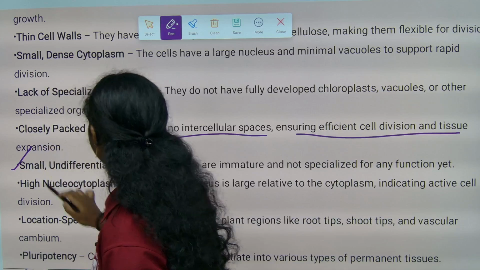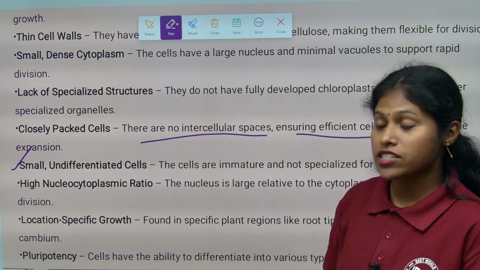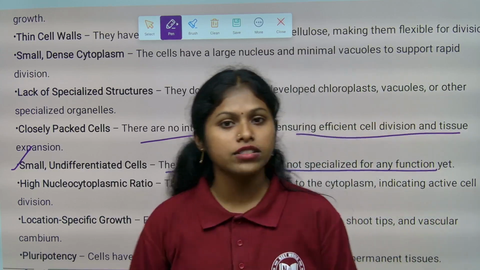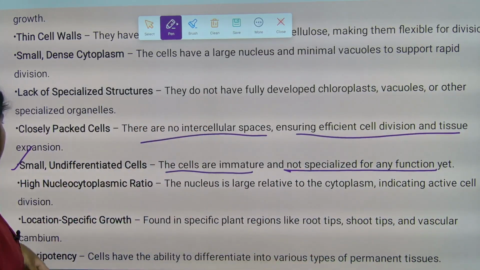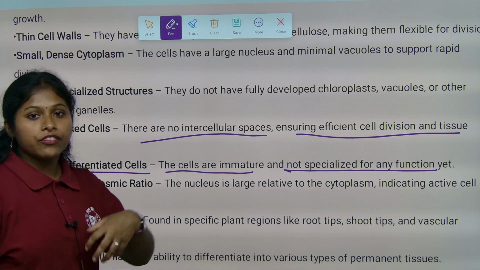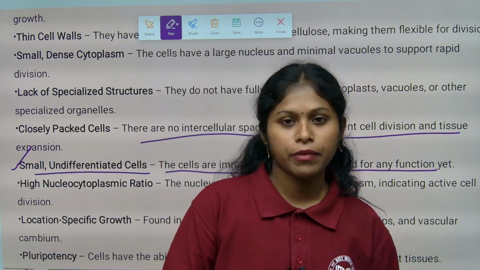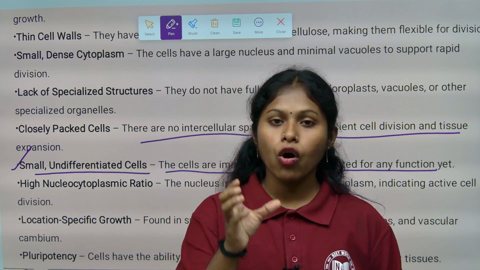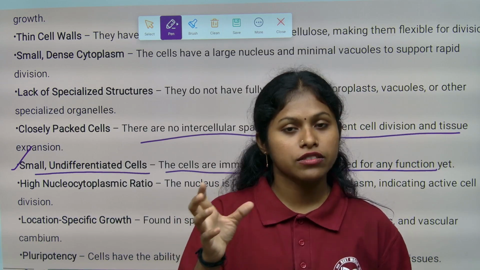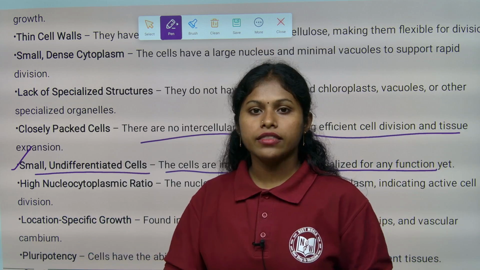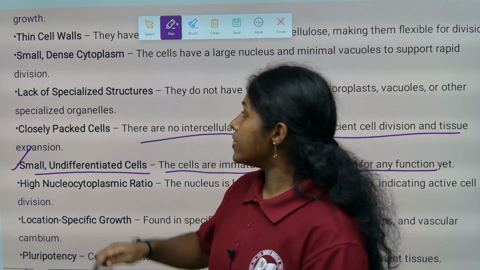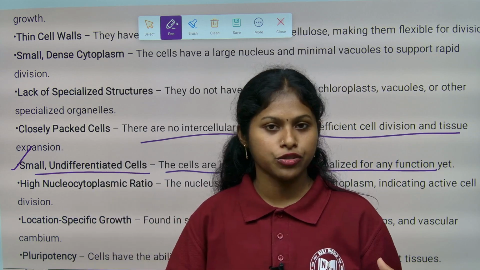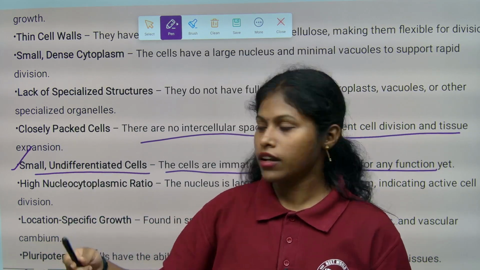And they are small undifferentiated cells because they do not have any specialized structure. The cells are immature and do not have any specialized cell organelles. That is why they are small undifferentiated cells. If they are differentiated, what do we call it? We call it a permanent tissue. What is meant by differentiated, children? Having qualitative changes in size and function, having a specific role, that we call differentiation. When these meristematic cells lose the ability to divide, they convert into permanent tissue. They have a specific role and function, right?